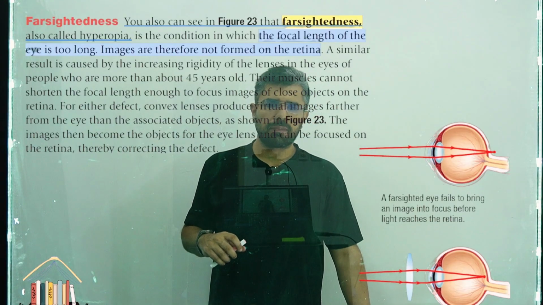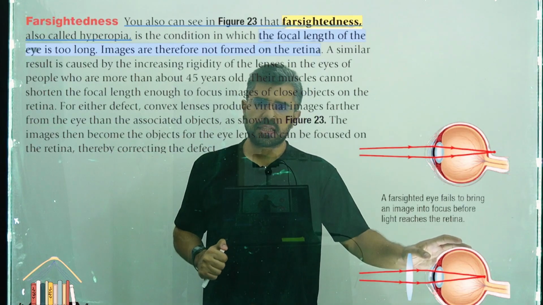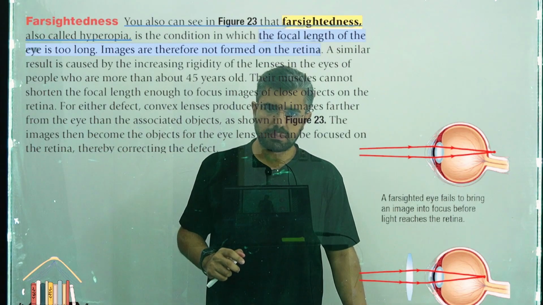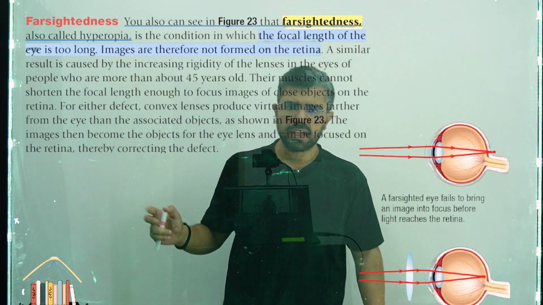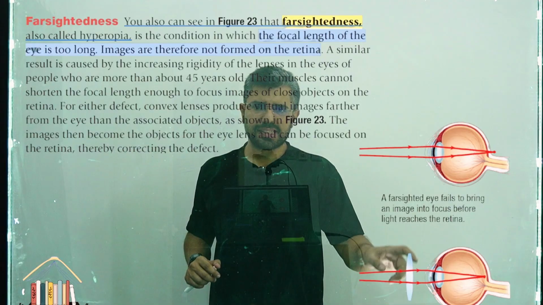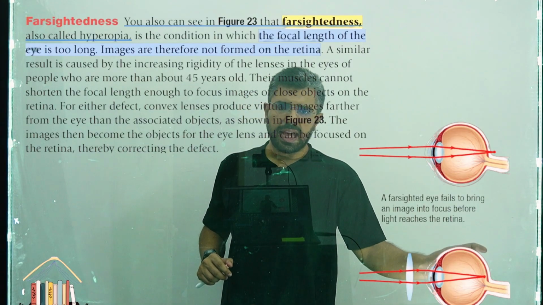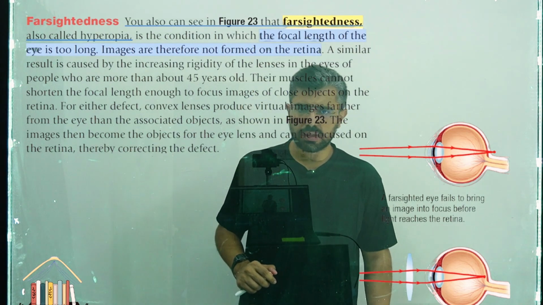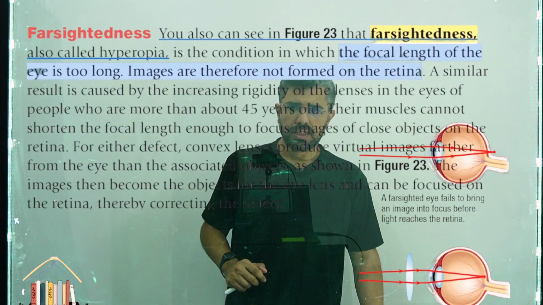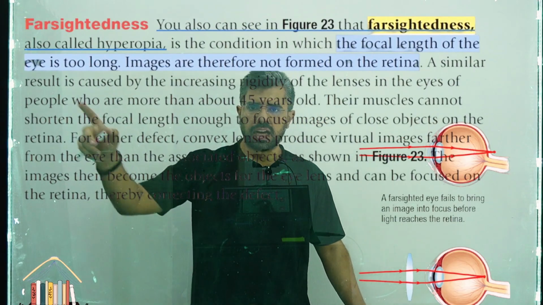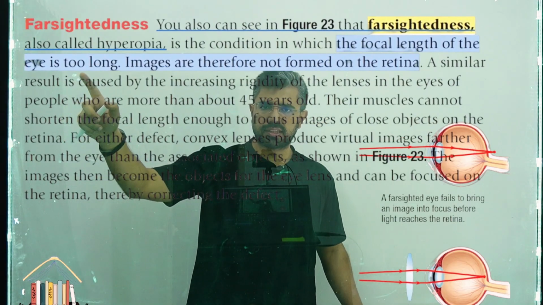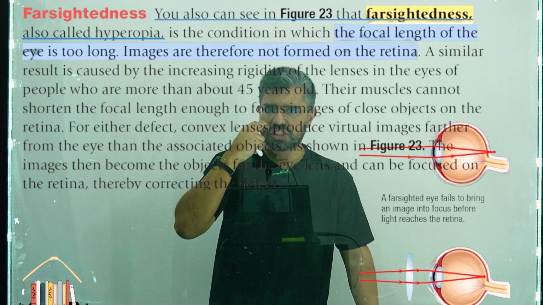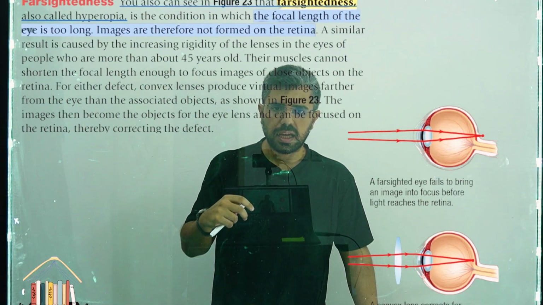So all these problems come from the rays not meeting at the retina point. That's why sometimes you use a concave lens, sometimes a convex lens, just to make the rays meet at this key point, which is the retina. So reading together, in this case the focal length of the eye is too long. This is in the case of farsightedness. Images are therefore not formed on the retina. So to solve such a problem, we use a convex lens.